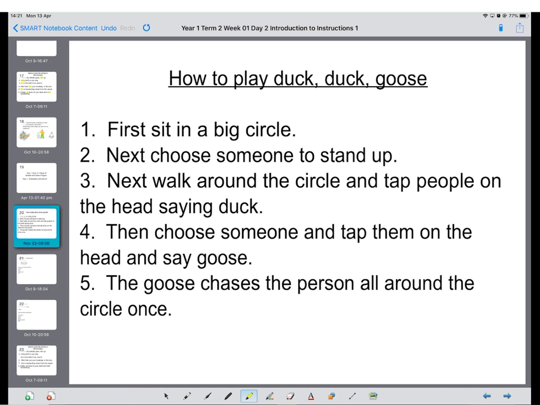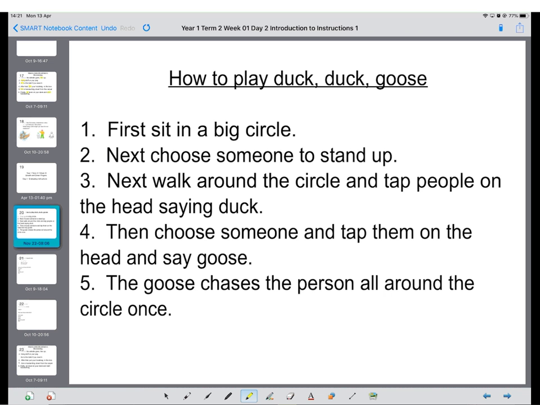So what you need to do is then say something along the lines of, then as soon as the person's been tapped, start running. And then the goose chases the person all around the circle once. Okay, so it was pretty good. Probably 5 out of 6 with things were right.